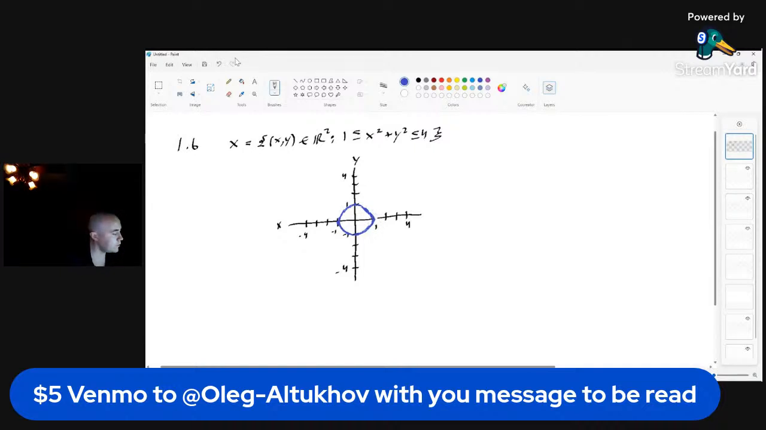I have like an airbrush tool. Oh, this is cool. It's an airbrush tool. Wow, I'm learning so much today. Okay, so this is the first part. And then we have less than or equal to 4. So we can go to 4.